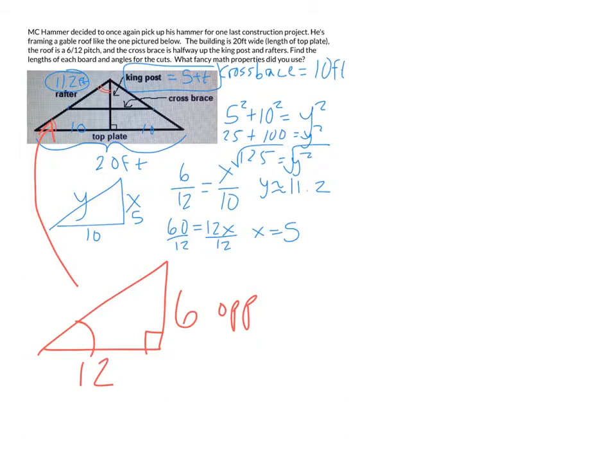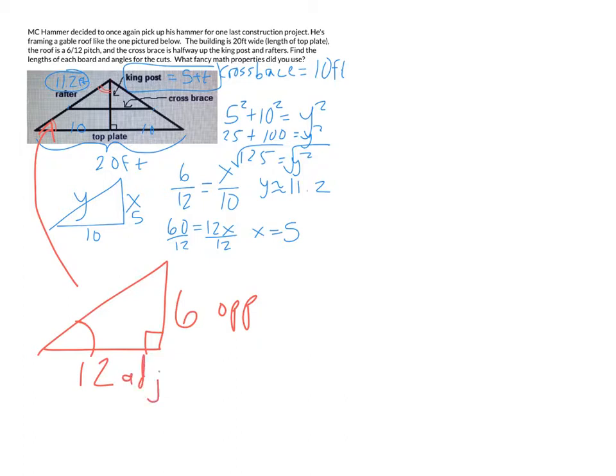It is a 6/12 pitch, so that'll get me the angle that it makes with the top plate. All right. So that'll give me my first angle, which is that one right there. Okay. Well, let me just draw this triangle out again so we can work with it. If it's a 6/12 pitch, that means that this would be 6 and this would be 12, my rise over my run.